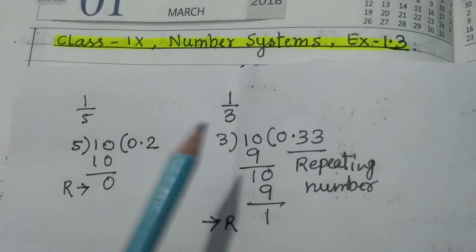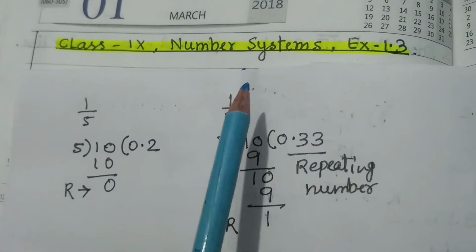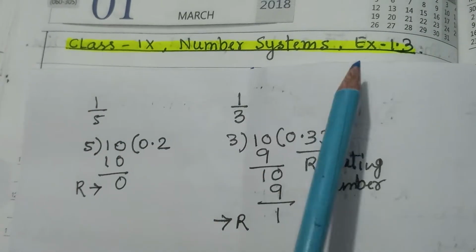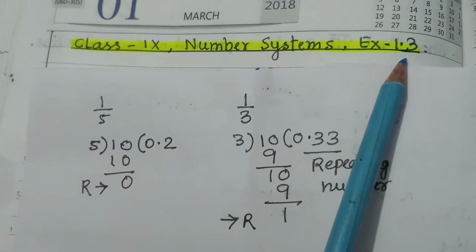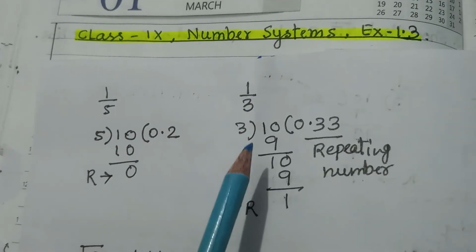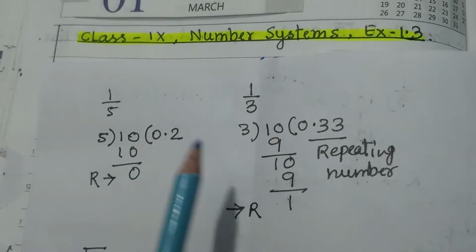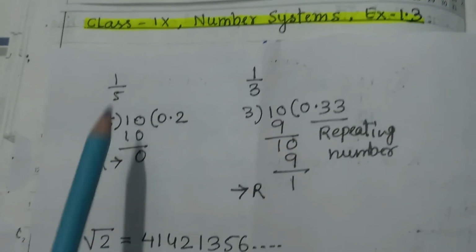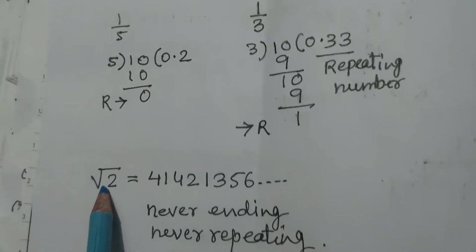Hello student. Today I am going to explain you the number system of class 9, exercise 1.3. This exercise is based on the decimal expansions of rational and irrational numbers. Three examples I have taken here: 1 upon 5, 1 upon 3 and root 2.